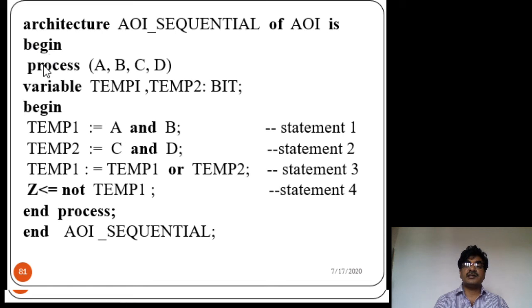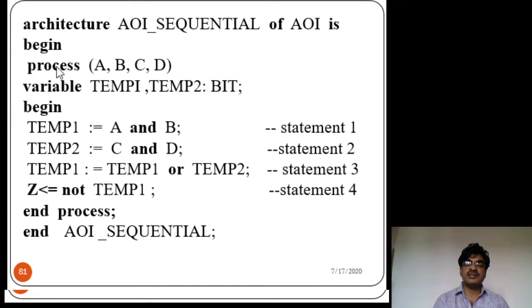Then the concurrent statement is process, process with a sensitivity list. Generally the sensitivity list consists of all the inputs. Here we have 4 inputs: A, B, C, D. Then in the process we have a declaration, a variable declaration with the word variable temp1, temp2, data type bit. Then begin. This is the begin for the process, whereas the earlier begin is the architecture begin.